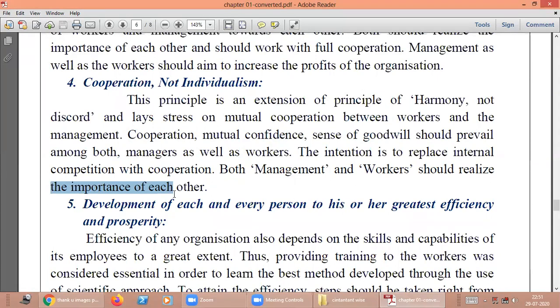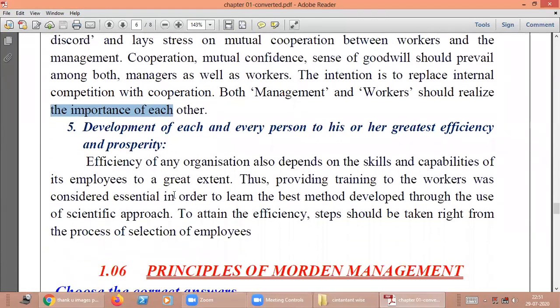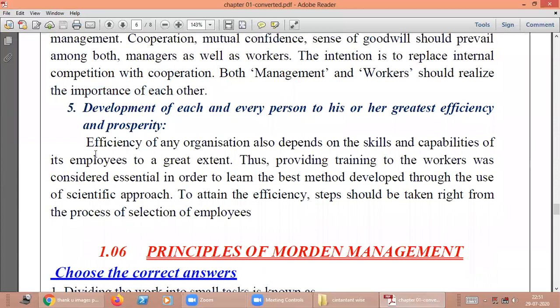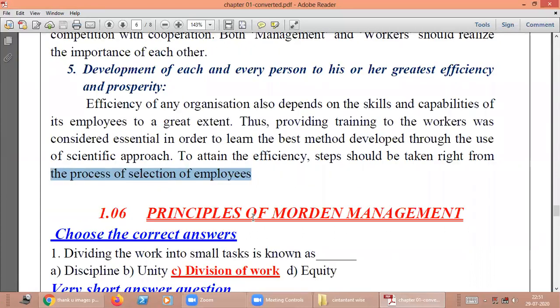Next, development of each and every person for greater effect, which means the effectiveness of any organization depends upon the skill and capacity of the employees. Without the skill and capacity of the employees, we cannot do anything. To attain efficiency, steps should be taken so that the right person is chosen in the selection of employees. These are the important 5-mark questions.